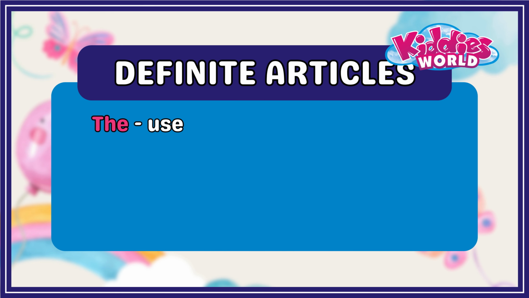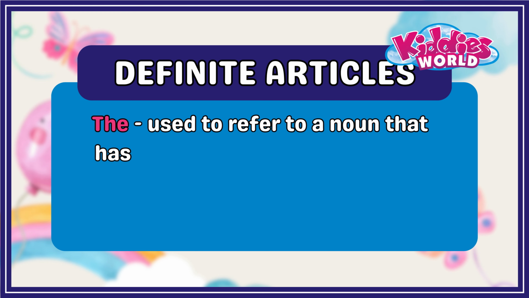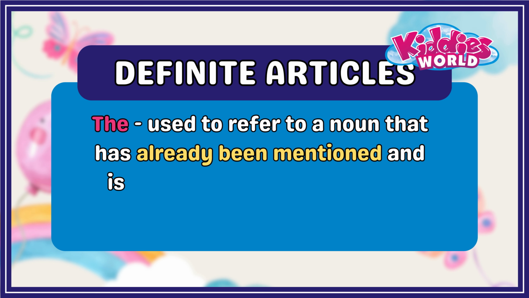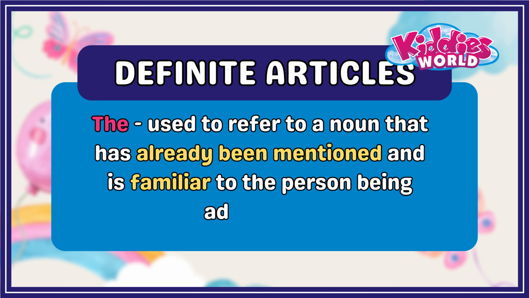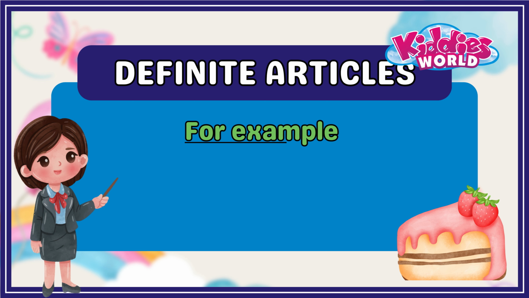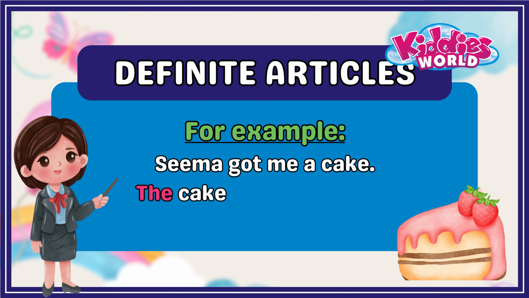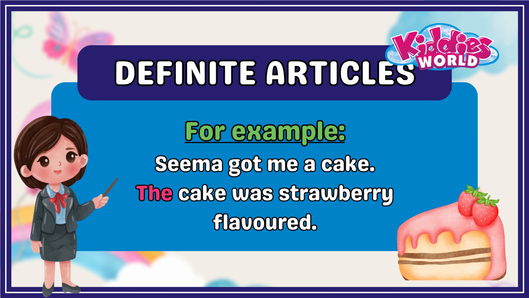The definite article the is used to refer to a noun that has already been mentioned and is familiar to the person being addressed. For example, Seema got me a cake. The cake was strawberry flavored.